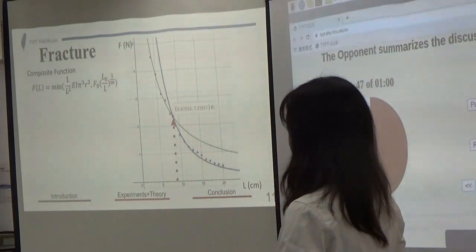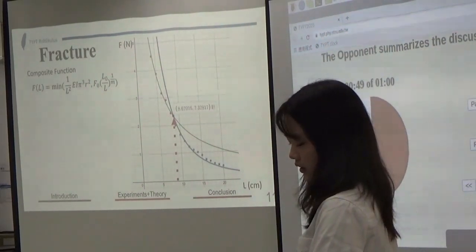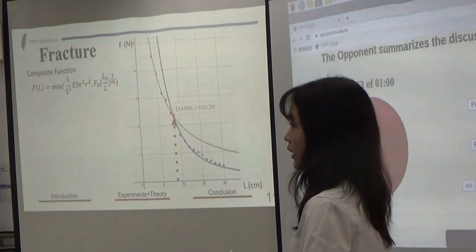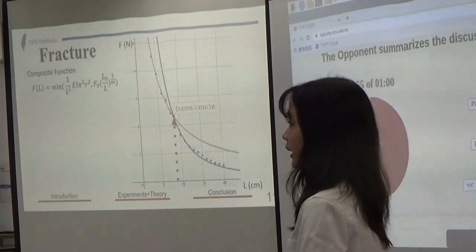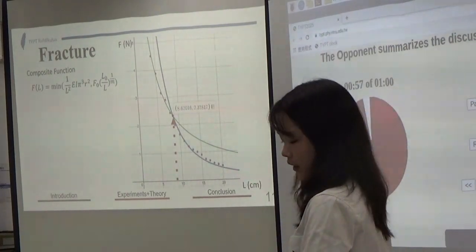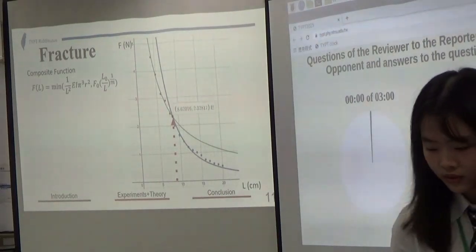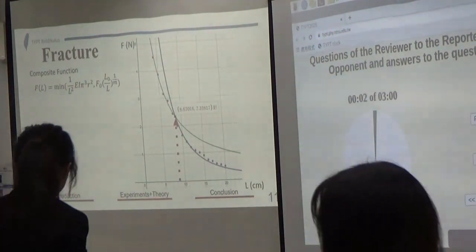In their experiment 2 or 1, they didn't consider the internal humidity of the spaghetti. So the opponent thinks that the humidity might only be at the surface. Okay, the reviewer has 3 minutes to ask questions.